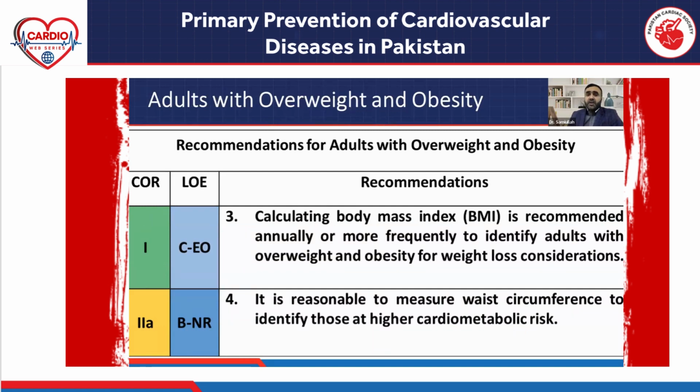You need to calculate BMI annually or even more frequently. The first thing is to identify people who are overweight, so for that, you need to calculate the BMI. Those who are overweight and obese, you then consider weight loss. And waist circumference is another thing which may be reasonable to identify those at a higher cardiometabolic risk. So BMI and waist circumference, both of these need to be measured.